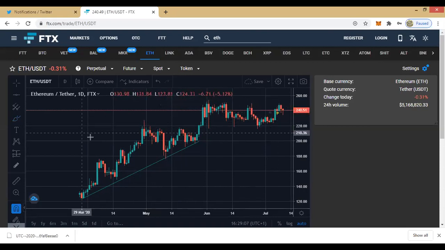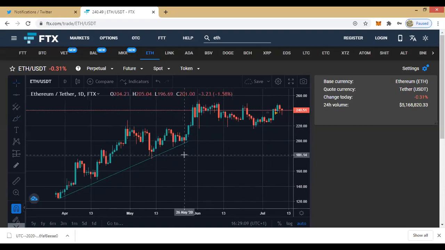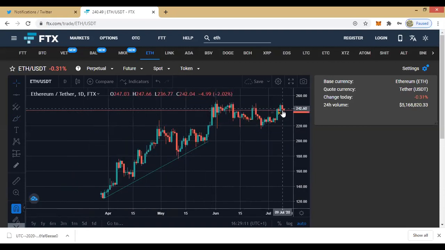And then the A is area of value. Like we said, what is the area of value? Where is the price currently at? We will see that the price is actually at the resistance. So the area of value is R, that's the resistance. Then the next letter is E, entry triggers. Remember that the general structure of this market is actually an uptrend.